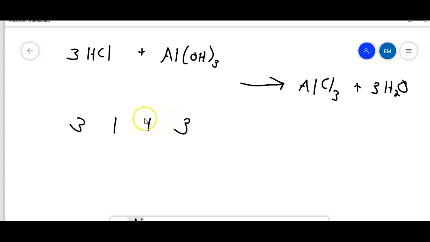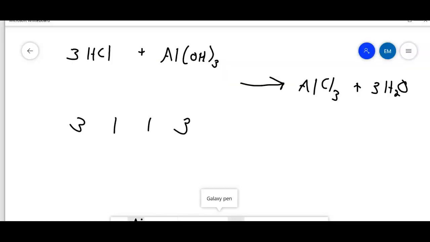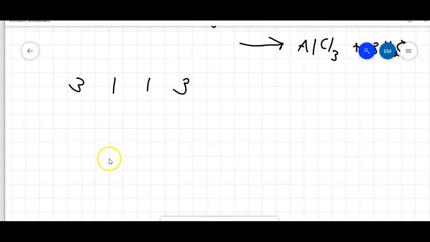All right. So let's see if that works out. And then now we have barium hydroxide and H3PO4. You notice the reaction of HCl and aluminum hydroxide is number 1, so we've gotten that one. So at least that's on the list. Now barium hydroxide and phosphoric acid is going to be a little bit more complicated, but we'll get through it. Let me move this.